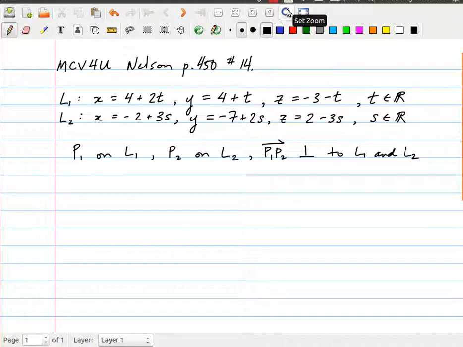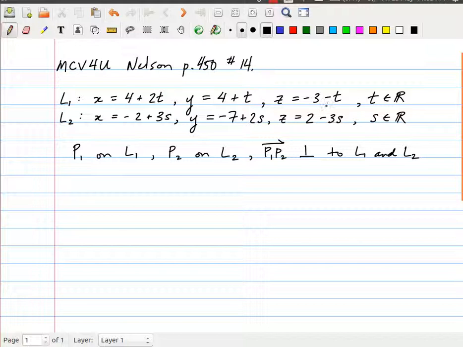Okay, so we're going to take a look at a calculus question from the Nelson textbook, page 450, number 14. We're given two lines. Each one of the lines is defined using parametric equations. So the parametric equations for line 1 are given here: x equals 4 plus 2t, y is 4 plus t, and z is negative 3 minus t.